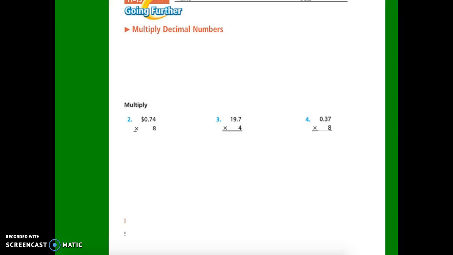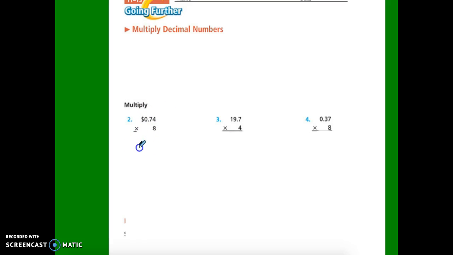All right, now the next one is just good to know. This isn't a tested thing, but it's good to know how to do, so we're going to do a couple just to practice it. It is multiplying decimals. And the cool thing is, once I show you this, you know how to multiply. It's just understanding what to do with that decimal. So I'm going to practice a couple of these together. All right, so the first one is 74 cents times 8.